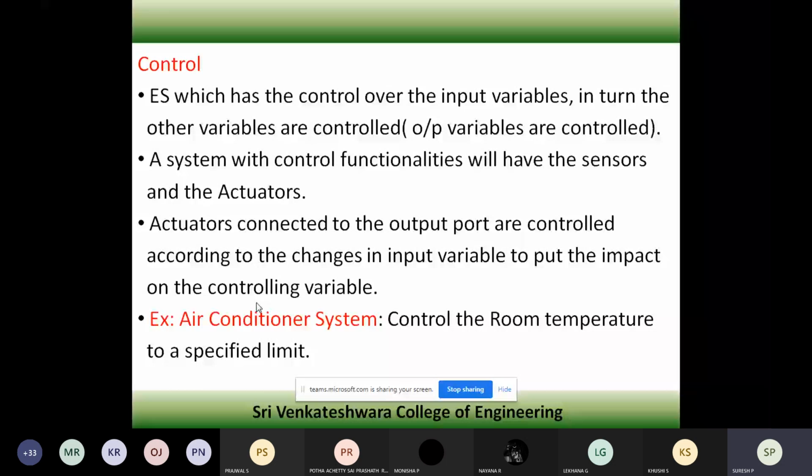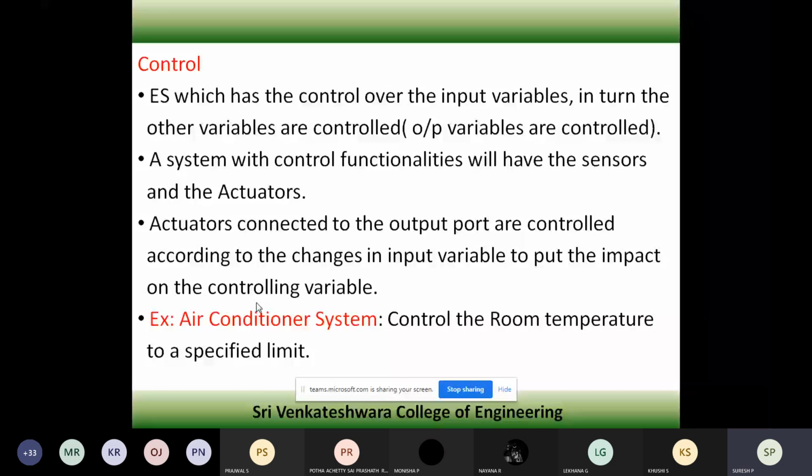Even if the temperature increases inside your room, that means if it is going to 40 degrees centigrade, the air conditioner has to bring the temperature down from 40 degrees centigrade to 28 degrees centigrade. So that is how it has to be done in your control system.